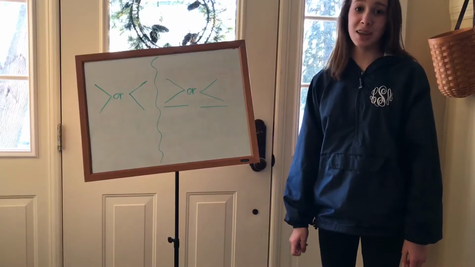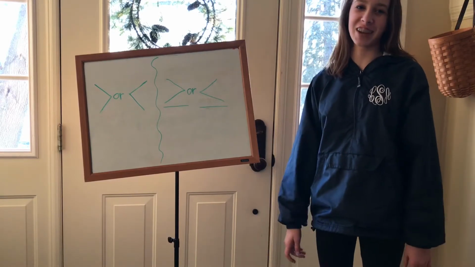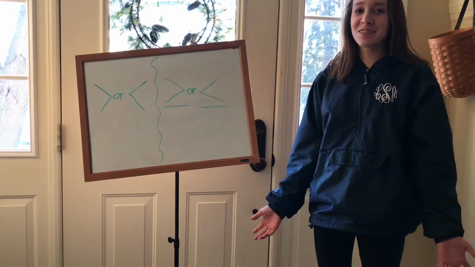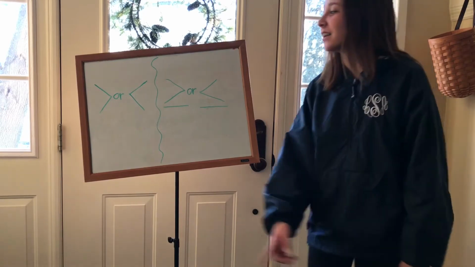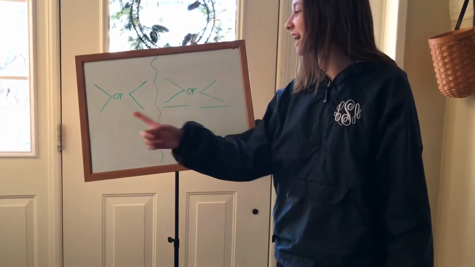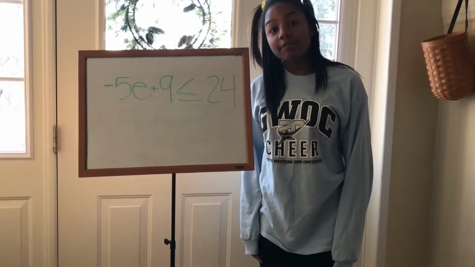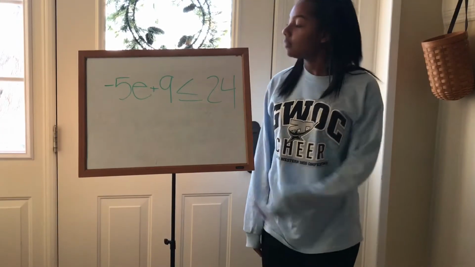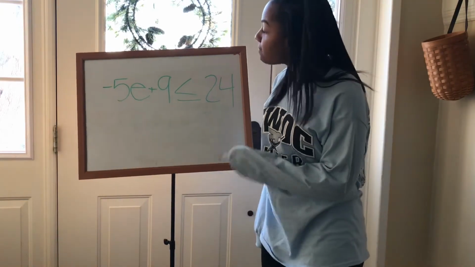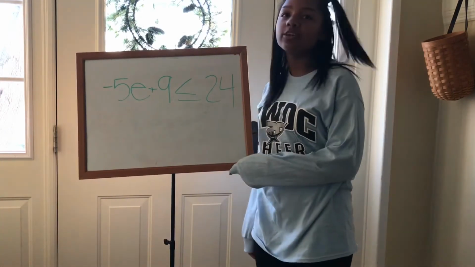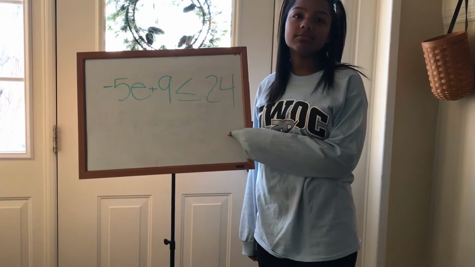First of all, solving inequalities is just like solving a regular equation. The only difference is there is no equal sign. There's a greater than, a less than, a greater than or equal to, or a less than or equal to. To graph on a number line, you solve for a variable. Here's an example. Negative 5e plus 9 is less than or equal to 24.